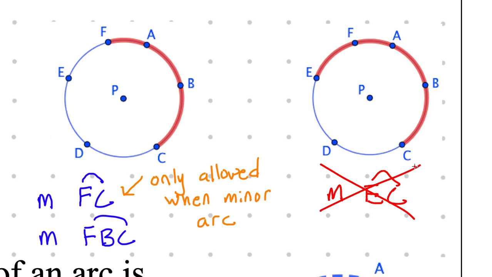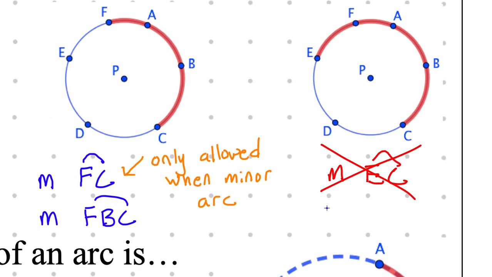Can someone give me how to say this thing? Measure of what arc? Use at least 3 letters. Who's got it? Andres? Measure of EFC. Sure. EFC. Done. I could have said EAC. I could have said EBC. There are 3 different ways to name that one.